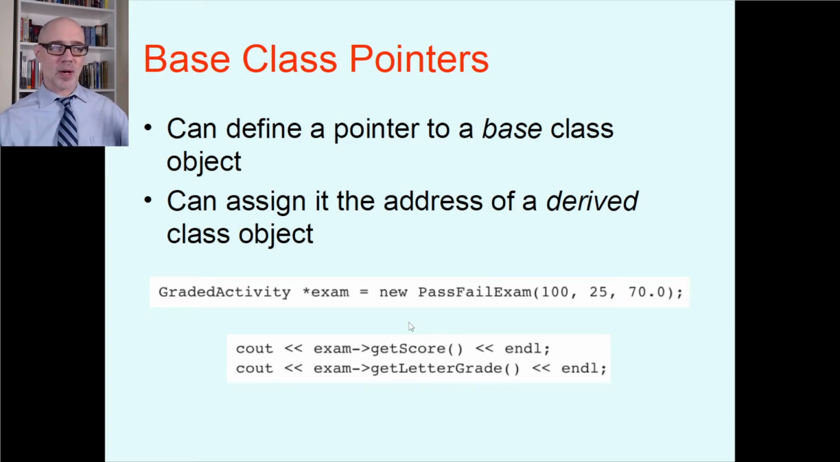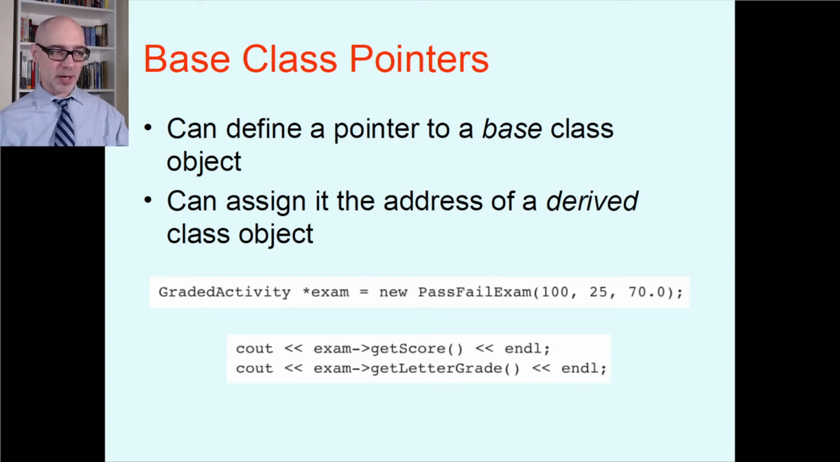The conceptual reason why that makes sense, and here's where that grammatical concept from the last video comes in, is that a pass-fail exam, which is in that class hierarchy under a graded activity, is a graded activity. It's a special type of graded activity. So it totally makes sense to refer to this as a graded activity. And that's why this is built into C++, and that's why this makes sense to work, because a pass-fail exam, well, it is a graded activity. It's one special type of graded activity.